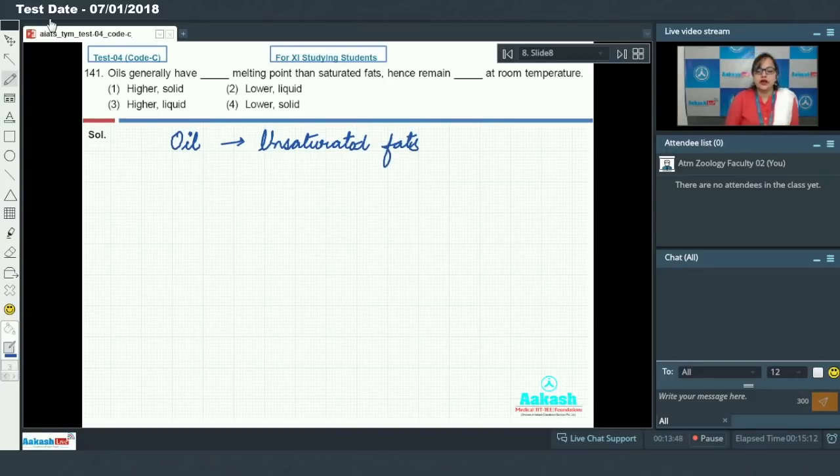Oils are unsaturated fats. Unsaturated fats means they have one or more double bonds in their fatty acid chain. So they have double bonds. And because of the presence of double bonds, the fatty acid chain bends at the double bond, and as a result they cannot pack themselves efficiently and densely in a crystal as compared to saturated fats.